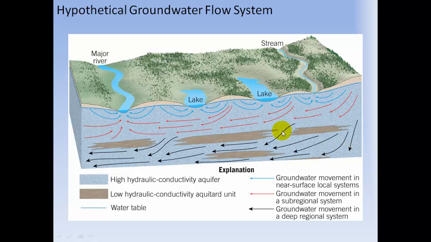So here are our high connectivity aquifers, this darker blue area. Our low connectivity areas are our aquitard units. And our water table is up here. Okay, so here is our major direction of groundwater movement in a deep regional system, the black arrows. Groundwater movement in our sub-regional system. But our near surface local systems are these blue areas, showing our recharge and discharge areas.